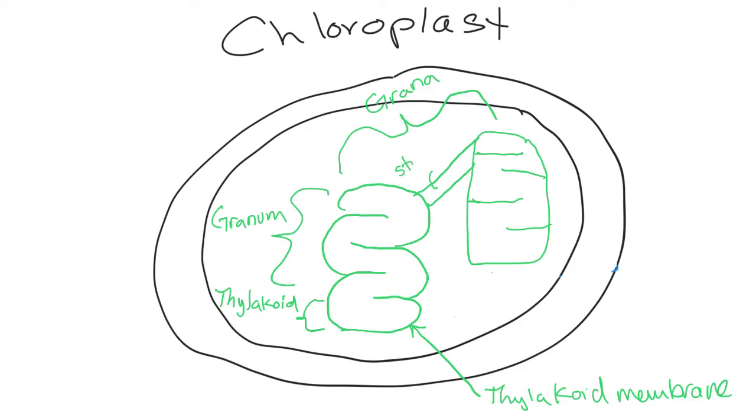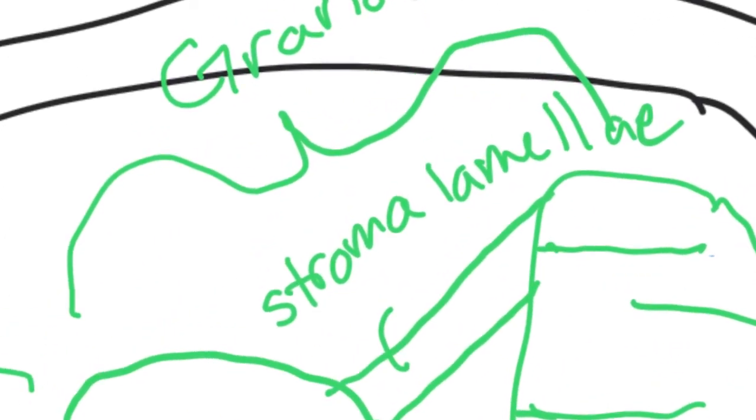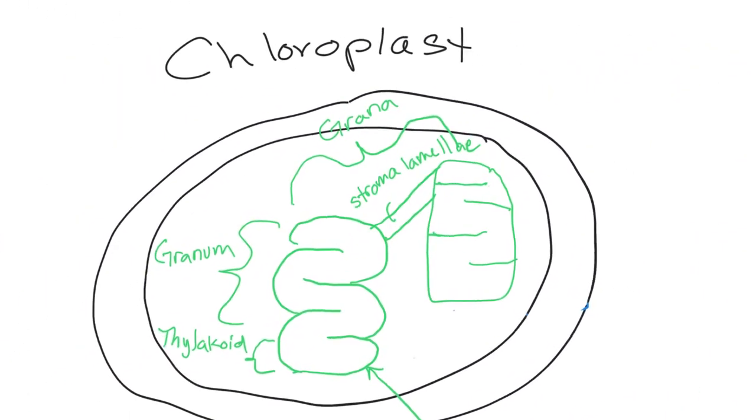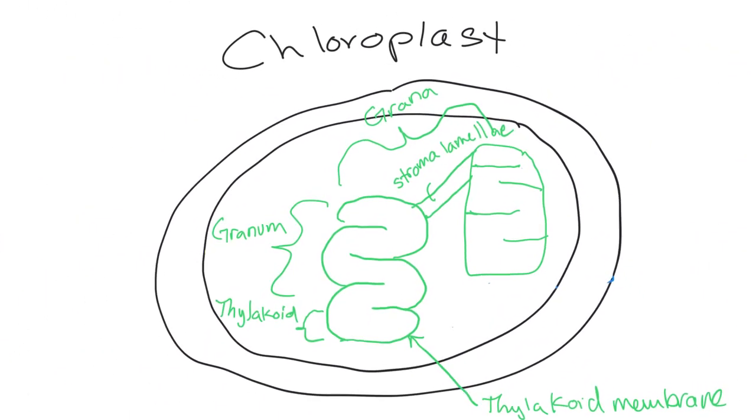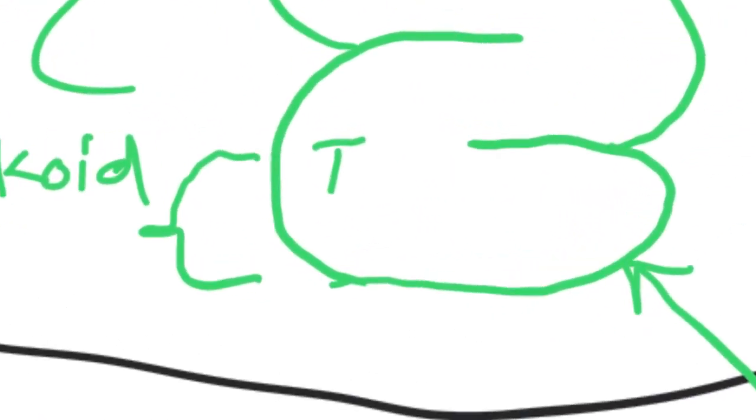And these are called the stroma lamellae. Okay. And then within a thylakoid, I'm going to zoom this in, you have the thylakoid space.